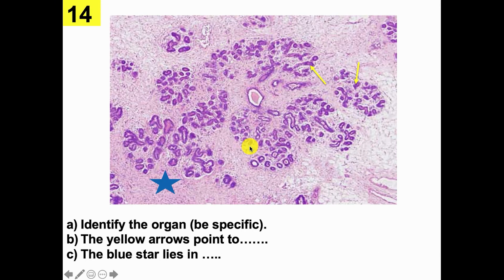Here, identify the organ, and be very specific. This organ, of course, we have here ducts and connective tissue stroma. The organ should be the mammary gland. But be specific, meaning what? We must say resting mammary gland. The yellow arrows point to the ducts. The blue star lies in the connective tissue stroma.